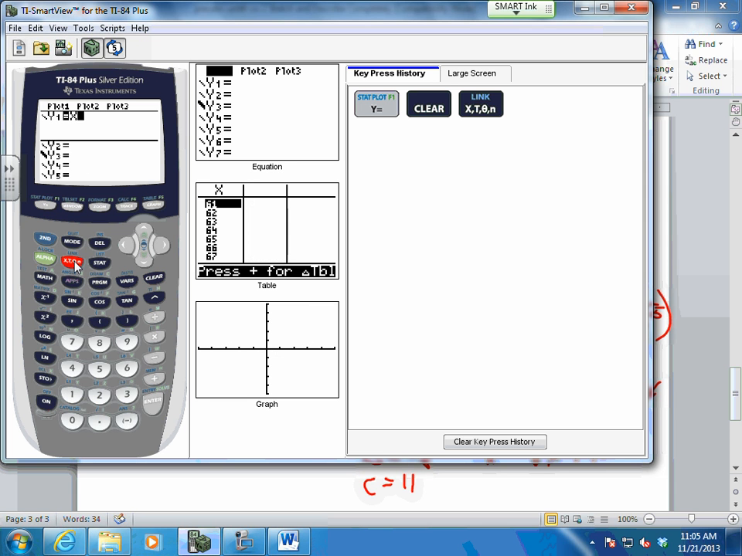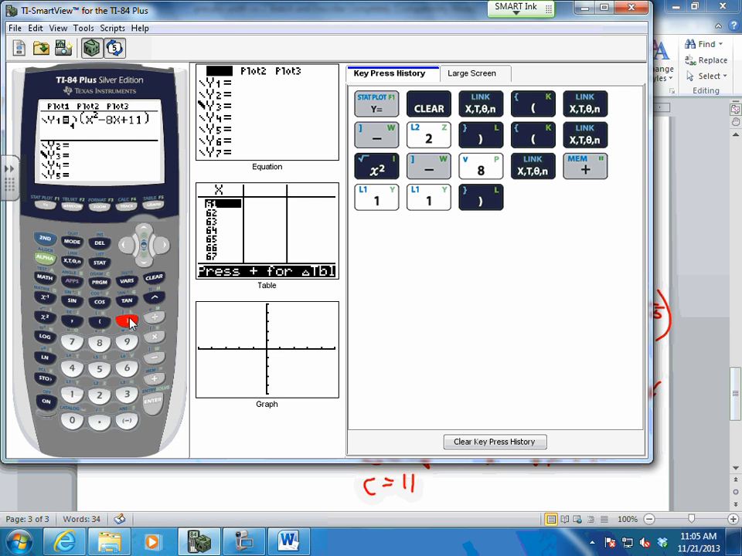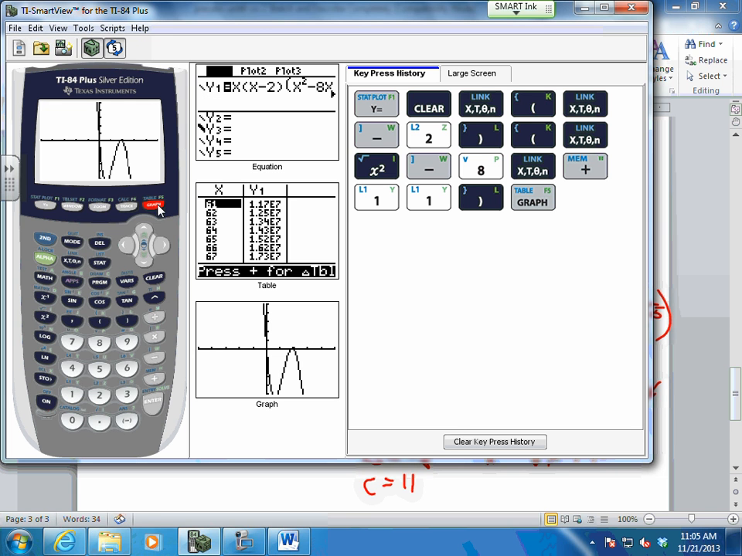So we have x times x minus 2 times x squared minus 8x plus 11. Okay, I put it in just like that and I graph it. I should do a zoom 6. I'll make it life easier. Oh, we said 4 roots. We said it must be a W. It's not even, of course, and that's okay.